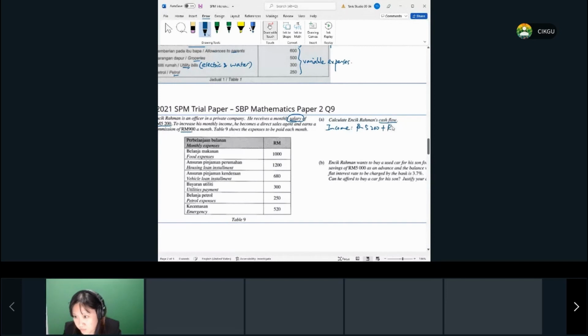Yay, earn more. Okay, so Table 9 shows the expenses. So all of these are expenses lah. Okay, so I think you guys can type in the calculator, add everything up.